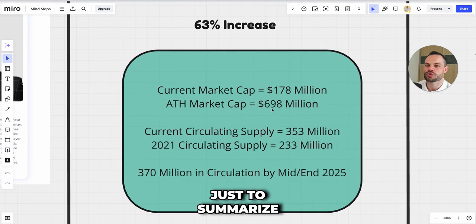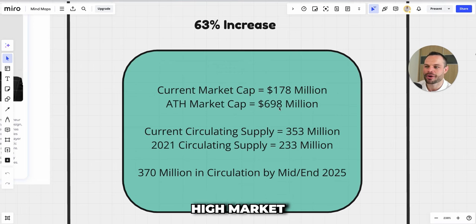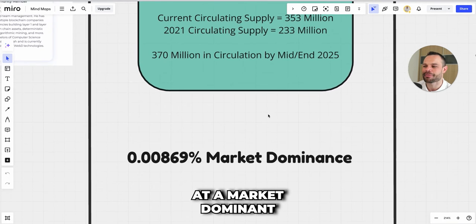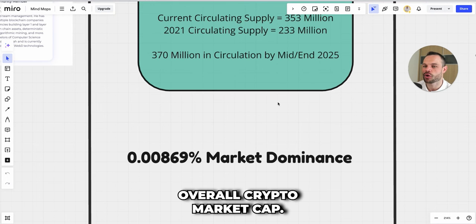So what does that mean? Well, a quick snapshot, again, just to summarize the tokenomics, is that we're currently sitting at a market cap of 178 million, down from an all-time high market cap of just under 700 million on January 3rd, 2022. The current circulating supply is 353 million, up from 233 million from January 2022. And what we're estimating is that we're going to be getting towards around 370 million Flux tokens in circulation by the time we get to middle to end of 2025, which is again when we estimate the bull cycle to be peaking out. Finally, Flux is currently sitting at a market dominance of less than 0.01%. So at just under $180 million, it's a very, very small fish in terms of the overall crypto market cap.